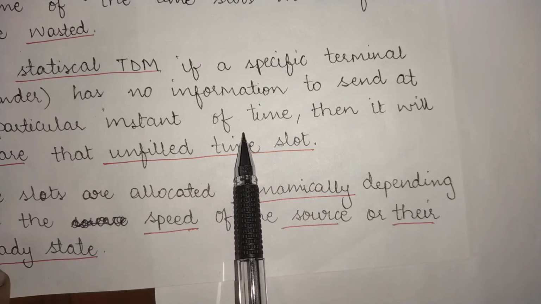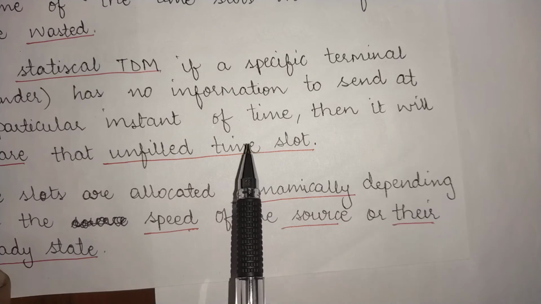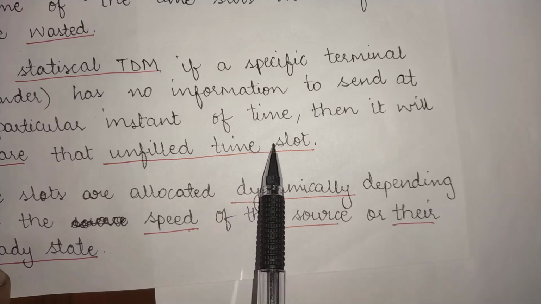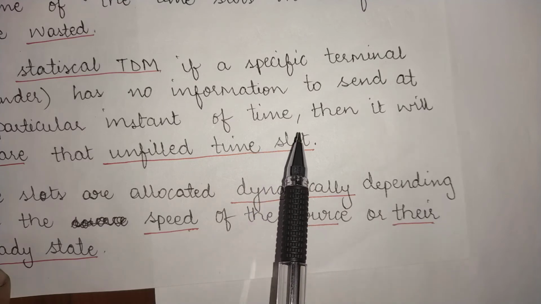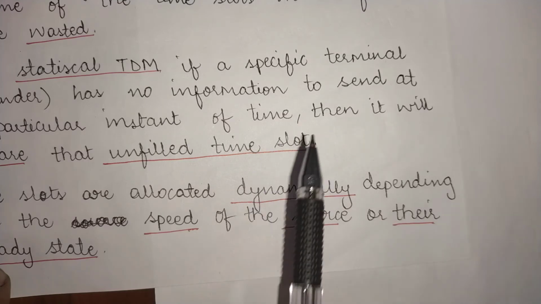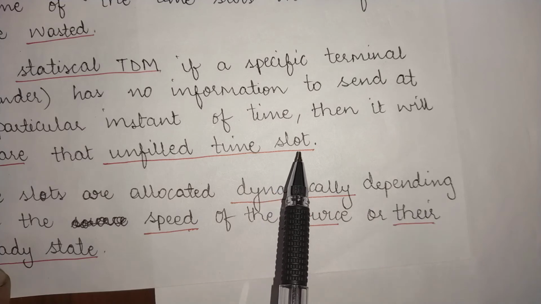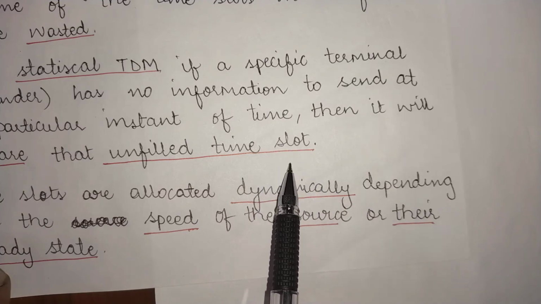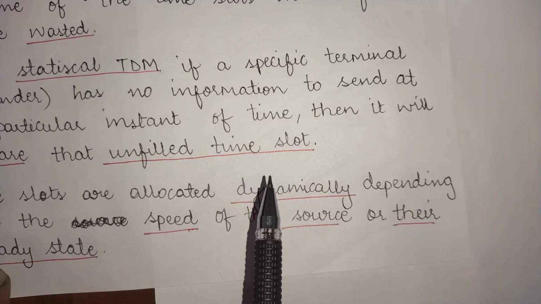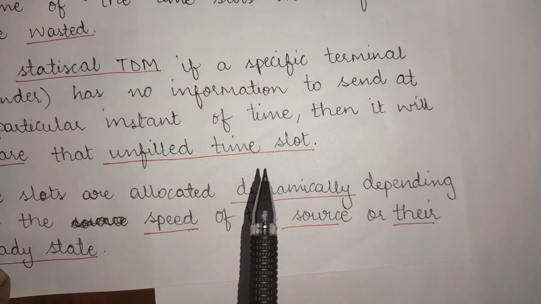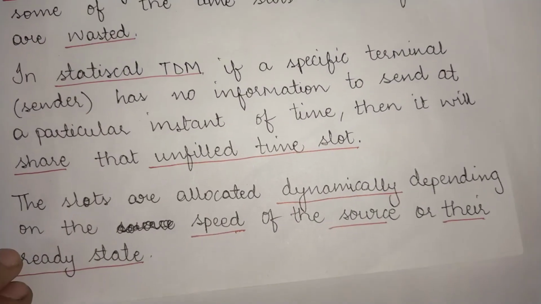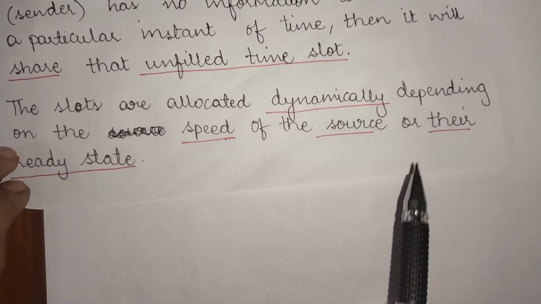Right? So the sender says, I do not have anything to send for my particular time slot. What I'll do is that I'll share or pass on my time to some other sender, and that sender, if it has data to transmit, will transmit the data during that particular time slot. So basically the resource or the bandwidth does not get wasted, right? So these slots here are allotted dynamically. Dynamically means as and when required.